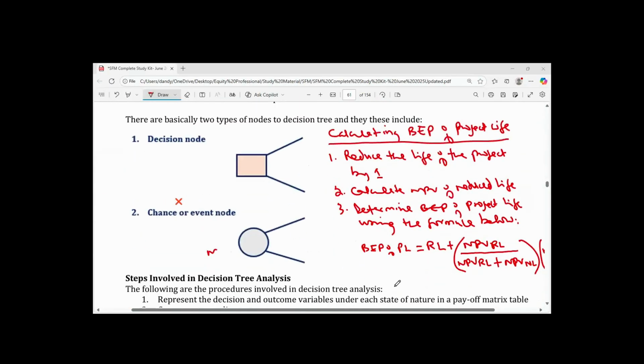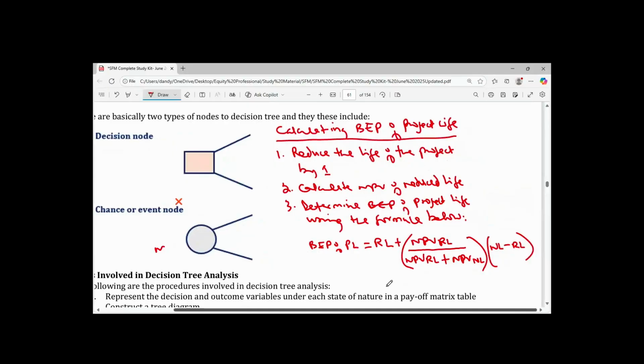So what I'm trying to say is that anytime you want to calculate sensitivity margin of project life, you need to first of all do your working for break-even point of project life, because sensitivity margin of project life is computed as project life minus break-even point of project life, over the project life, multiplied by 100%. So because you have break-even point of project life in the formula, you need to first do your working for it.